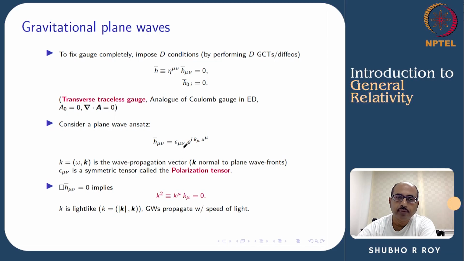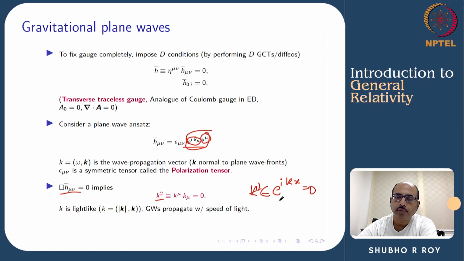So let's plug this into the wave equation. When you act with the box operator, remember box will act only on the parts of h mu nu which contain x, which is the exponential function. And because it's exponential, every time I take a derivative, it will pull down a factor of i k mu. So two factors it will pull down. You'll get an equation something like this: k squared times epsilon mu nu times e to the i kx equal to 0.